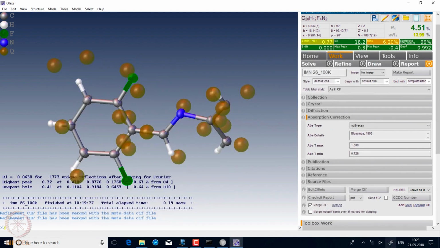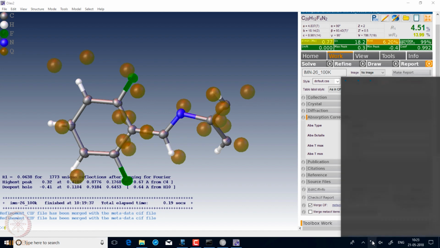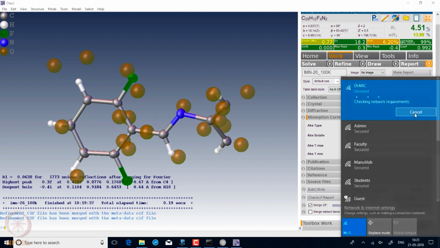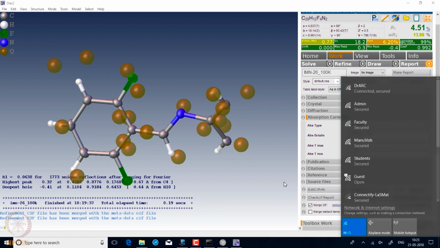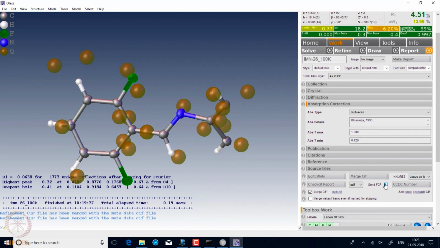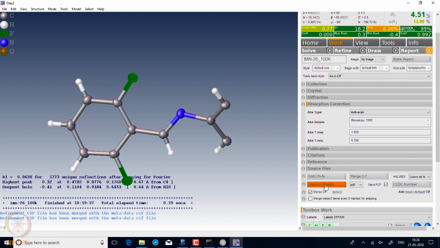So if we send this data to the International Union of Crystallography for checking, that is the Checksif, what they would do on their website is validate this data and give us a report on this particular data, whether everything has been done correctly or if there is anything that has to be addressed.